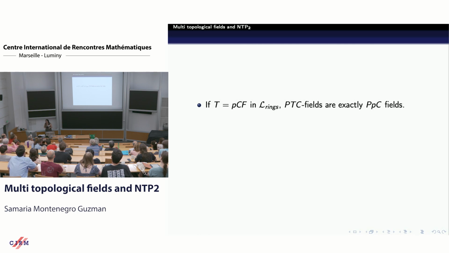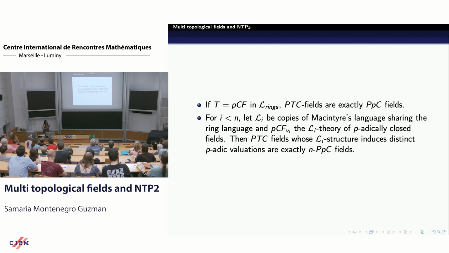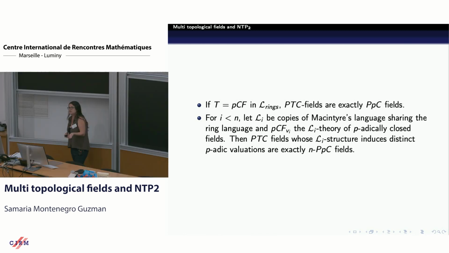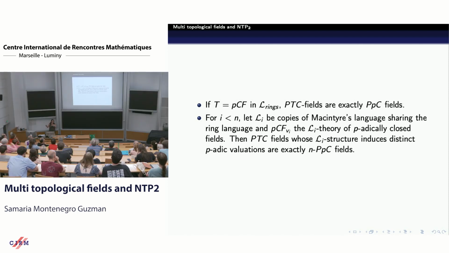For the case of periodic fields, it's the same. If you take periodically closed fields, you will have PPC. If you take copies of periodically closed fields, with the language in which periodically closed fields eliminate quantifiers, you will also have NPPC if you take n different copies. It's kind of the same idea, but now it's not interesting because these are examples that we already know, really know in the sense of model theory, but we will have new examples too.